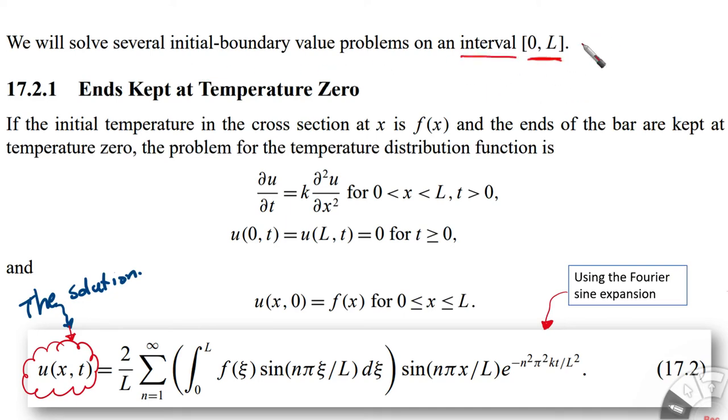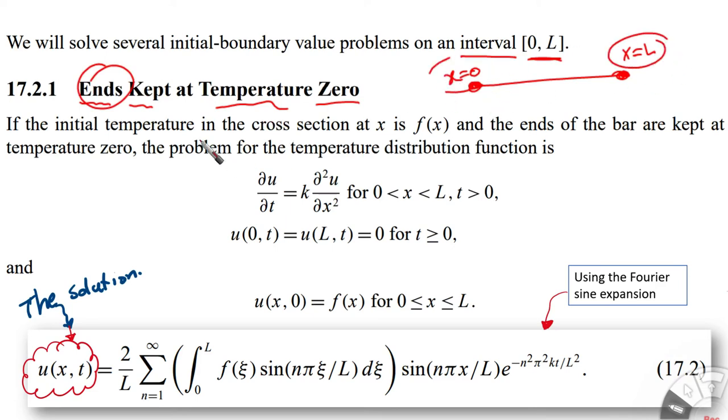We're going to take only two different boundary conditions. Okay, the first case is that the ends are kept at temperature 0. So both ends, if we have the bar from here, x equal to 0 and x equal to L. So we are assuming that both ends have their temperature kept at 0.